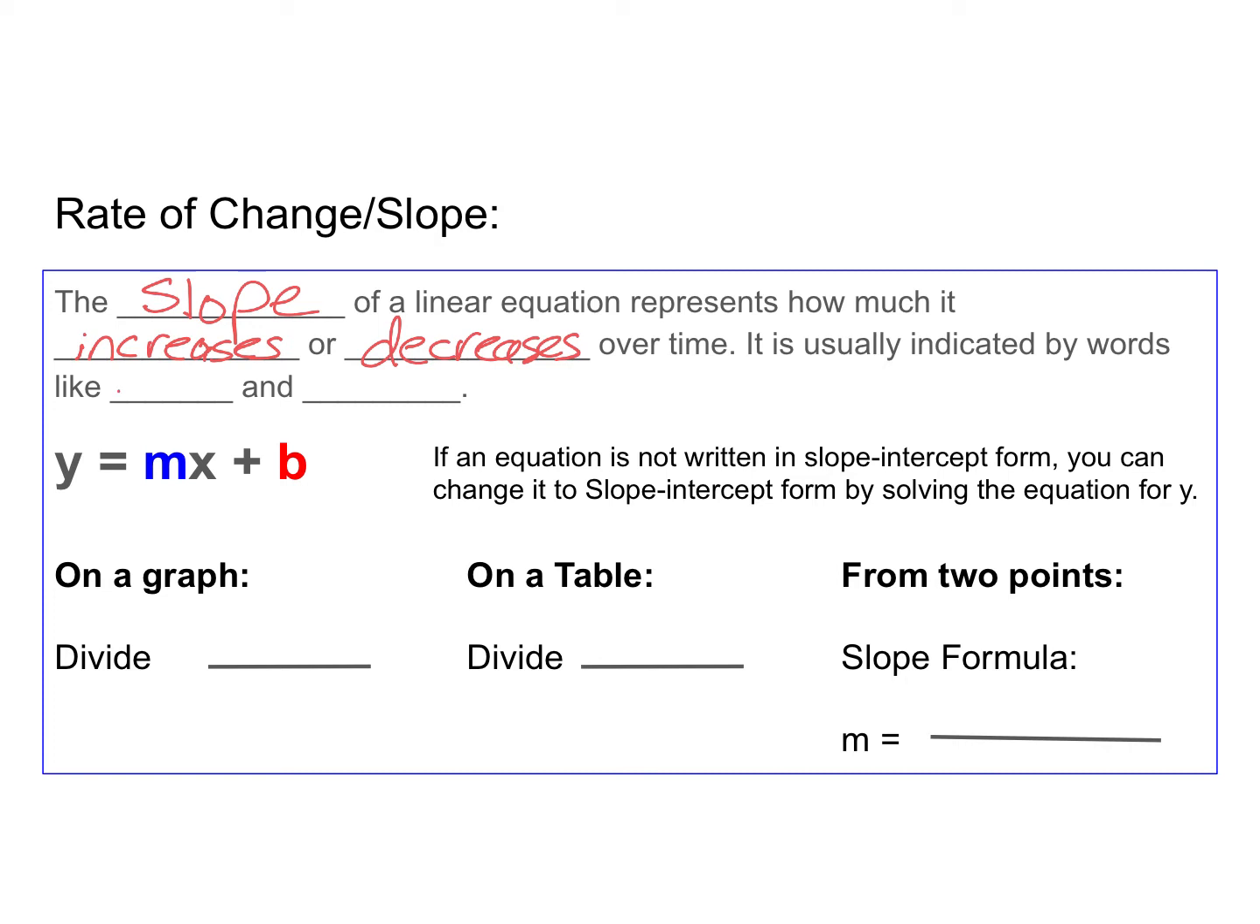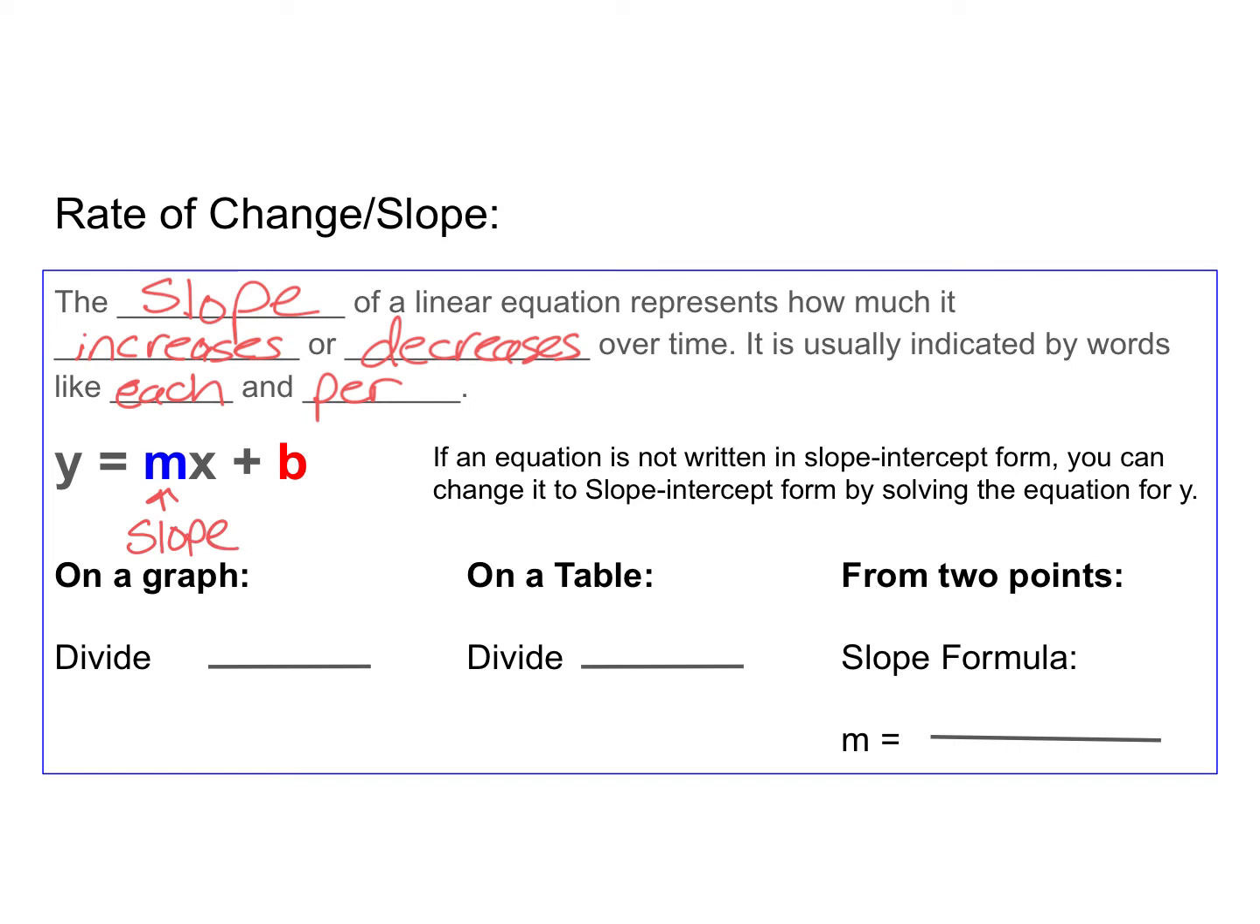It's usually indicated by words like each or per. So in the slope-intercept form of the equation, that y equals mx plus b form, the x and the y stay in there as variables, but you have a number in place of m and a number in place of b. The m that's with your variable is always your slope.